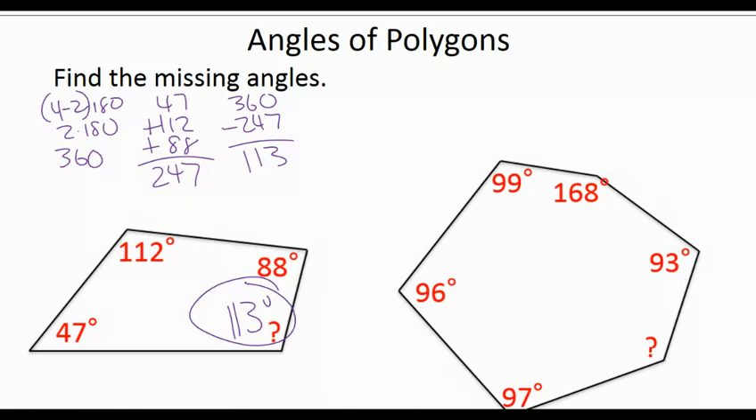All right, let's look at the next one. So first of all, how many sides does this thing have? One, two, three, four, five, six. It has six sides. It's a hexagon.